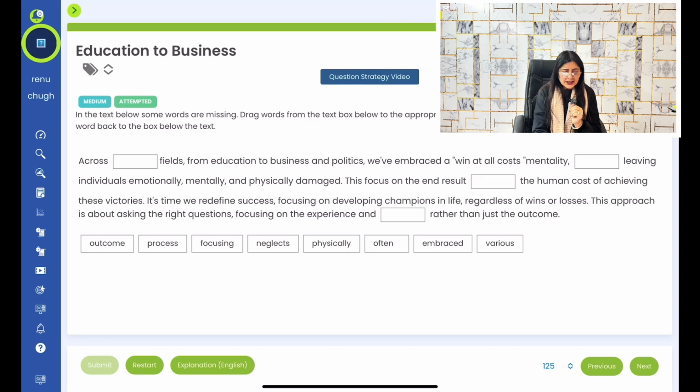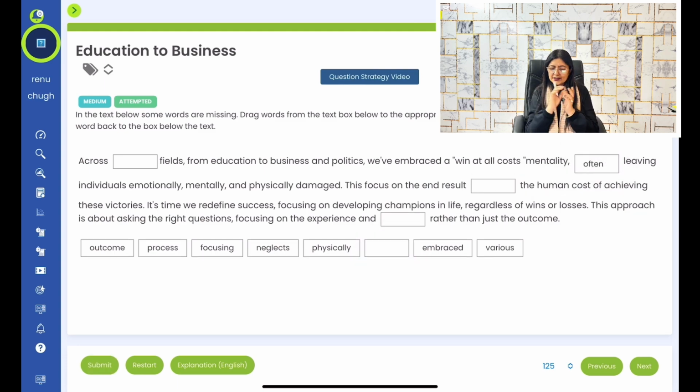Now dash living individuals emotionally. So what adverb do we have? We have the -ly ones: physically, living individuals emotionally, mentally, because physically is already there, so I won't be using that. Another adverb is without -ly, that is often. Always, often, sometimes, seldom and never. All these are adverbs of frequency. So I'll be using often over here: often living individuals emotionally, mentally and physically damaged.